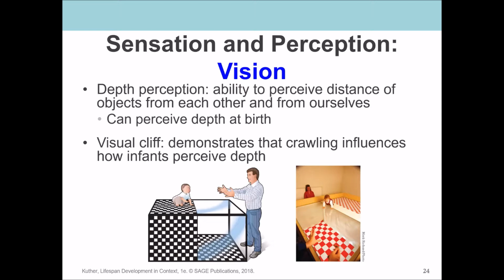And the more crawling experience that they have, the more likely they are to refuse to cross to the deep side of the visual cliff. So younger infants are a little bit more coaxed into going across when they get reassurance from their parents, but older infants have more experience with crawling and are less likely to cross over into that visual cliff.